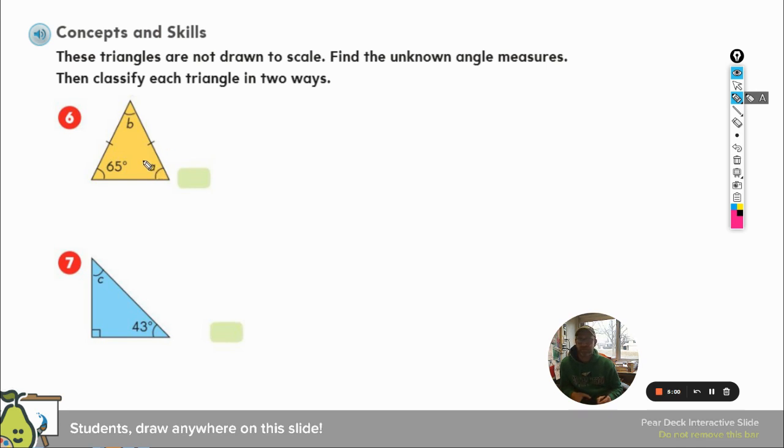Okay, go. This angle is 65 because you got opposite sides that are the same length. So it's an isosceles triangle. 65 and 65 is 130. 180 minus 130 makes B a 50. So this is both isosceles and acute.